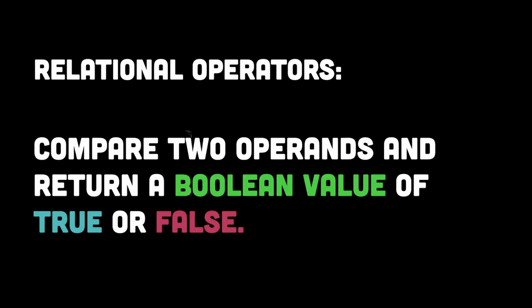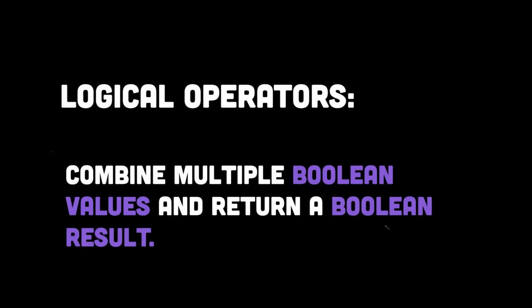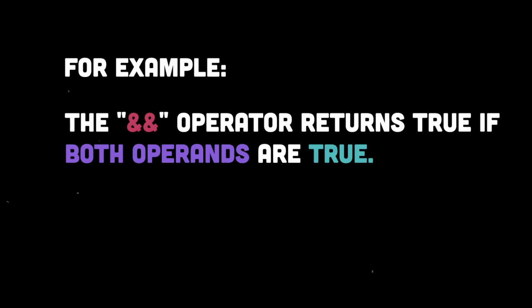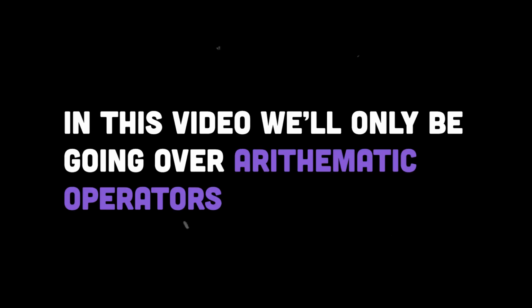Relational operators compare two operands and return a Boolean value of true or false. For example, the greater than operator checks whether the left operand is greater than the right operand and returns true if it is. Logical operators combine multiple Boolean values and return a Boolean result. For example, the AND operator returns true if both operands are true, while the OR operator returns true if at least one operand is true. In this video, we'll be only going over arithmetic operators.